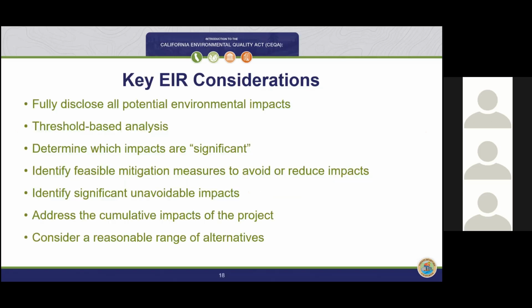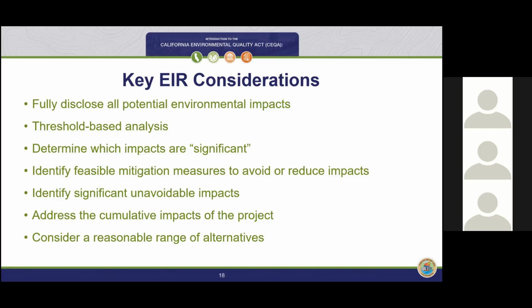So here are some key considerations when preparing and reviewing an EIR: that it fully discloses the potential environmental impacts of the project, that those impacts are based on specific thresholds for which you can evaluate the degree of impact. And then based on that degree of impact, you can make a determination whether or not they are significant or less than significant. For impacts that are potentially significant, identify feasible mitigation measures to reduce or avoid those impacts.